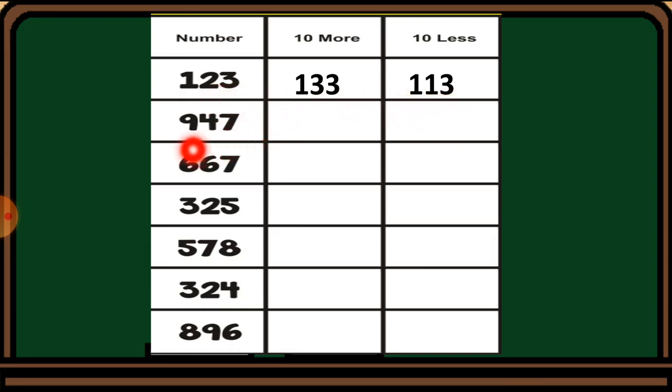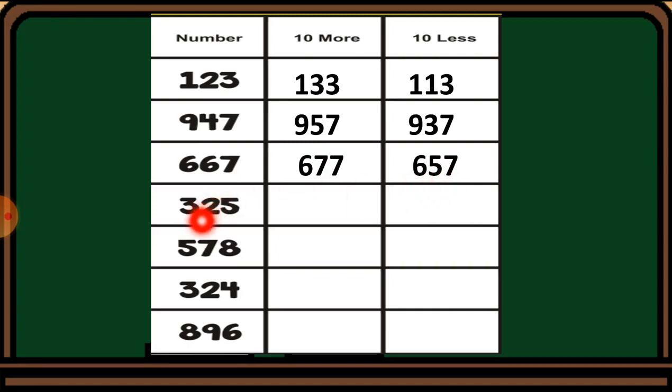Now here number 2, 947. This is our second example. So students, let's add 10 first. Here we get the answer 957. Let's cut 10 from it. If you cut 10 from this number, you get 937. Example number 3, which is 667. Let's add 10 to this number. So you get the answer 677. Let's cut 10 from it. So you get the answer 657.